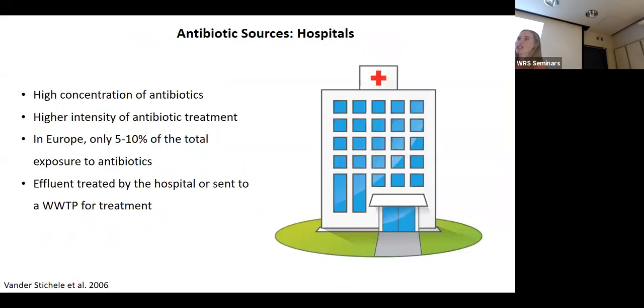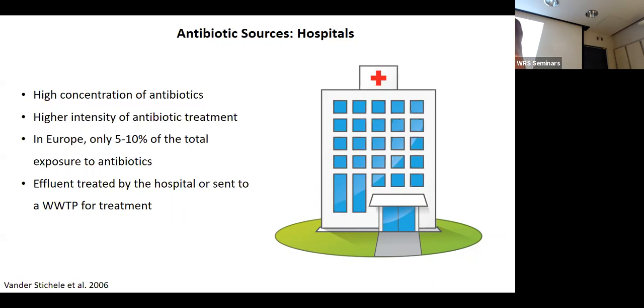Moving on to another big source: hospitals. These are a big source because it's a high concentration of antibiotics in a small space, as well as a high intensity of antibiotic treatment. So often in these hospitals, there's a lot more people taking these antibiotics than in the normal population because of surgeries, because of different infections they're in there for. And then you often have them at a higher dosage or for longer periods of time. But despite this, I found in Europe only 5 to 10% of the total exposure to antibiotics is actually in hospitals. So it's a small percentage of the total exposure to antibiotics.